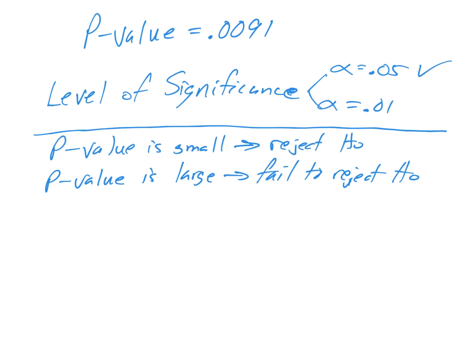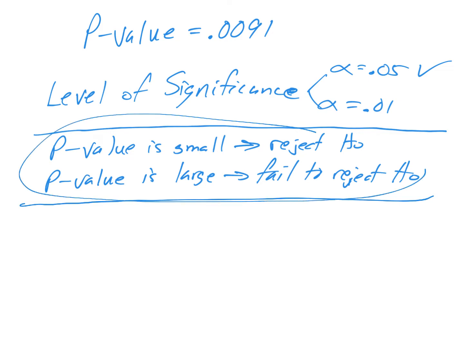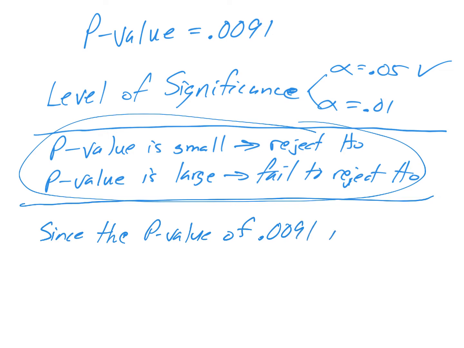So now, those two things right here, this is kind of like teaching. Let's go back to our problem. Here's the official answer to the problem. You must first say, since the p-value of 0.0091 is small, remember level of significance is 5%, so it's below it, we reject H naught.